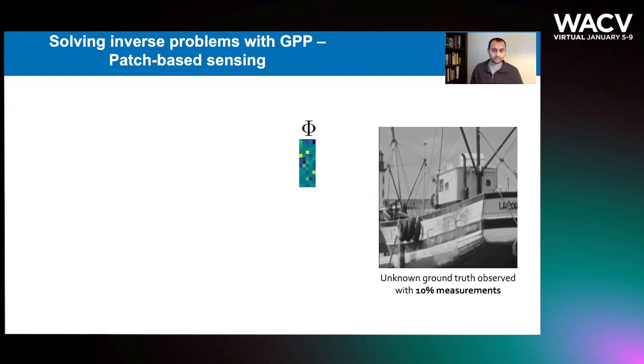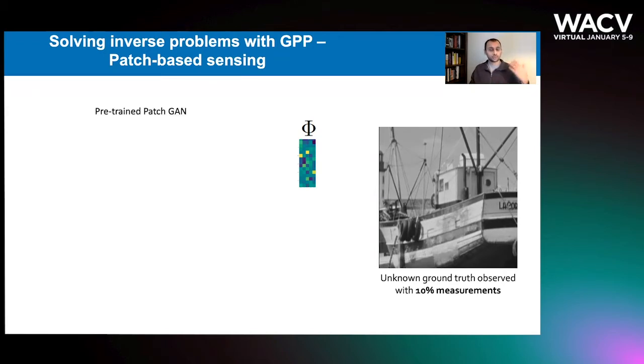In order to achieve this for compressive sensing, we look specifically at the patch-based sensing regime, where, given a measurement matrix phi and an unknown ground truth image, it is sensed at a patch level independently. So to simulate this process, we break an image down into patches and sense every individual patch with the same measurement matrix. Here, we measure it at a measurement rate of 10%.